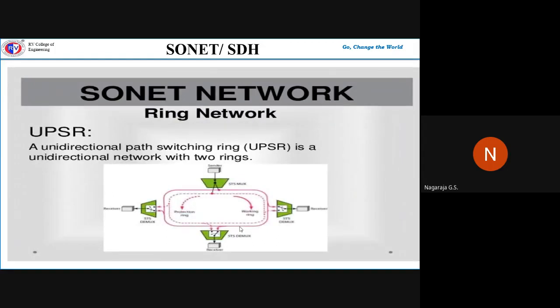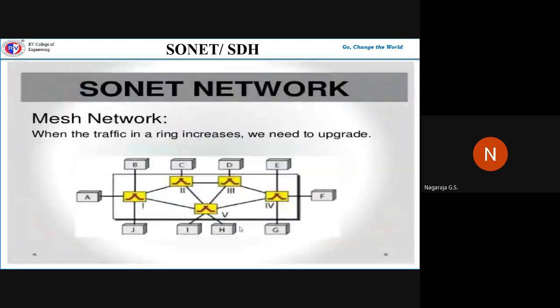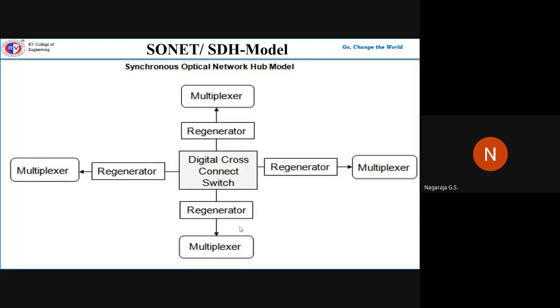Also, we have discussed unidirectional path switching and bidirectional path switching of Sonet network. A brief about a synchronous optical network hub model as well. Okay, vertically as well as horizontally there will be the same set of components, right?